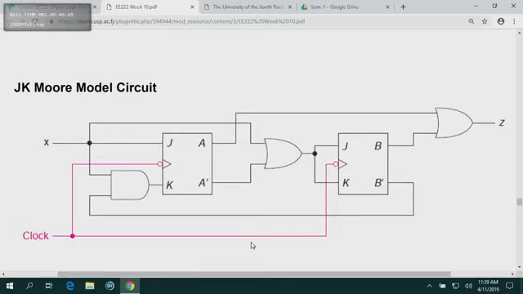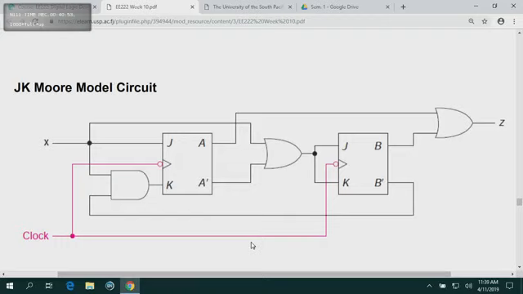Once again, we're doing analysis. This is not a design problem, by the way. There are two types of problems. Analysis means you are given a system and you find out the behavior of the system. Design is the other way around: the behavior is given, and you are required to build the circuit. Over here the circuit is given, and we want to find out the behavior. What will Z equal when X is this? There are only two inputs, X and clock.